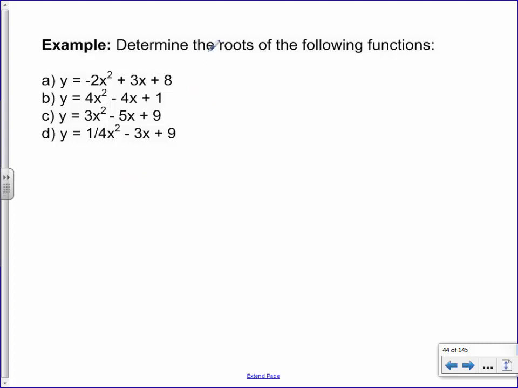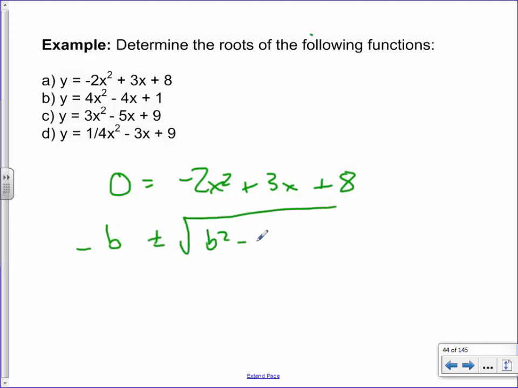So, if we're trying to find roots of the following function, it's just a fancy way of saying make 0 equal negative 2x squared plus 3x plus 8. So we're solving for x. Chances are we're not going to be able to factor it. If I'm asking you to use the quadratic formula, it probably doesn't factor. So, formula is negative b plus or minus the square root of b squared minus 4ac, all over 2a.